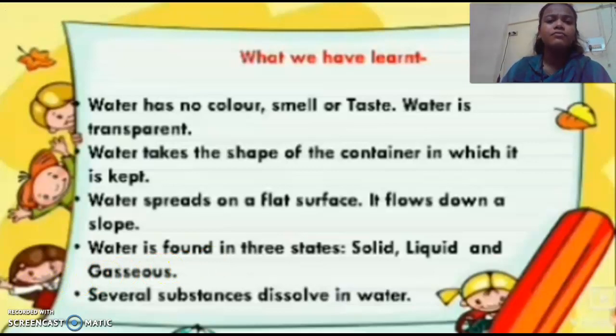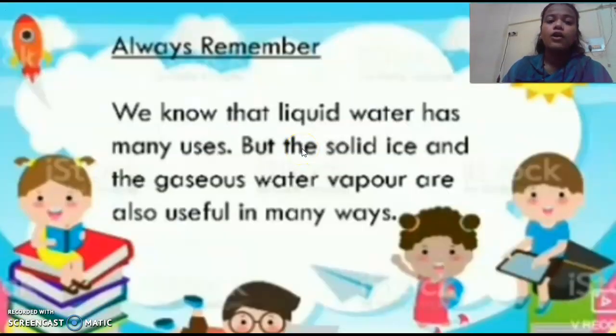Now, always remember, we know that liquid water is useful in many ways, right? But the solid ice and the gaseous water vapor are also useful in many ways. And I want you to find out how it is useful.